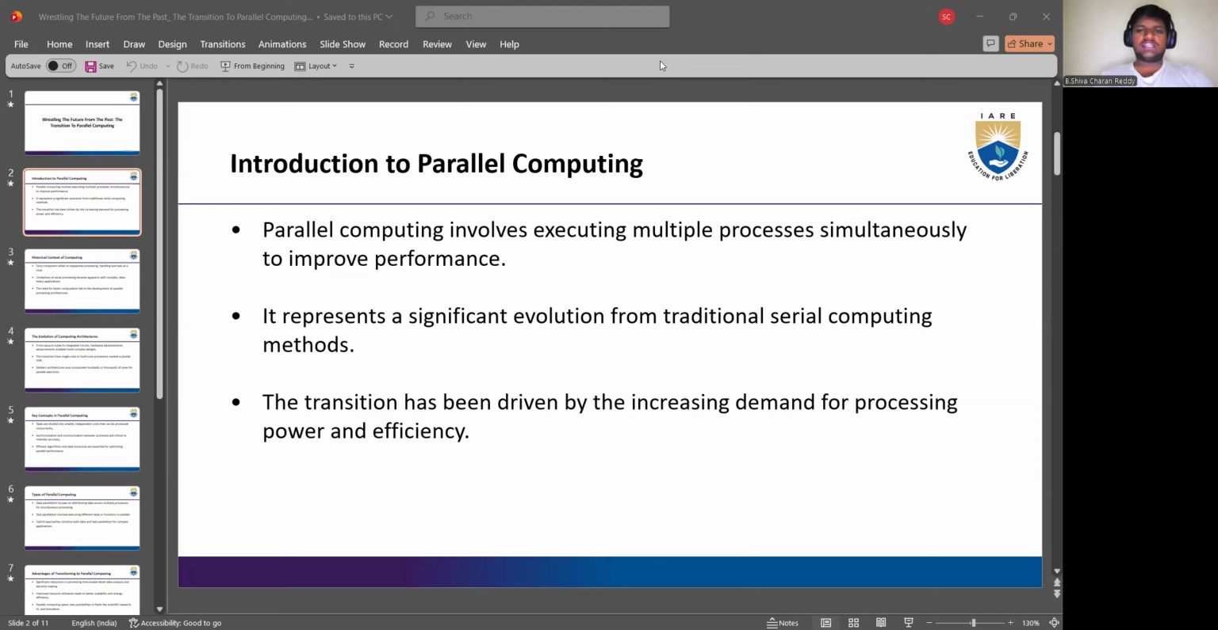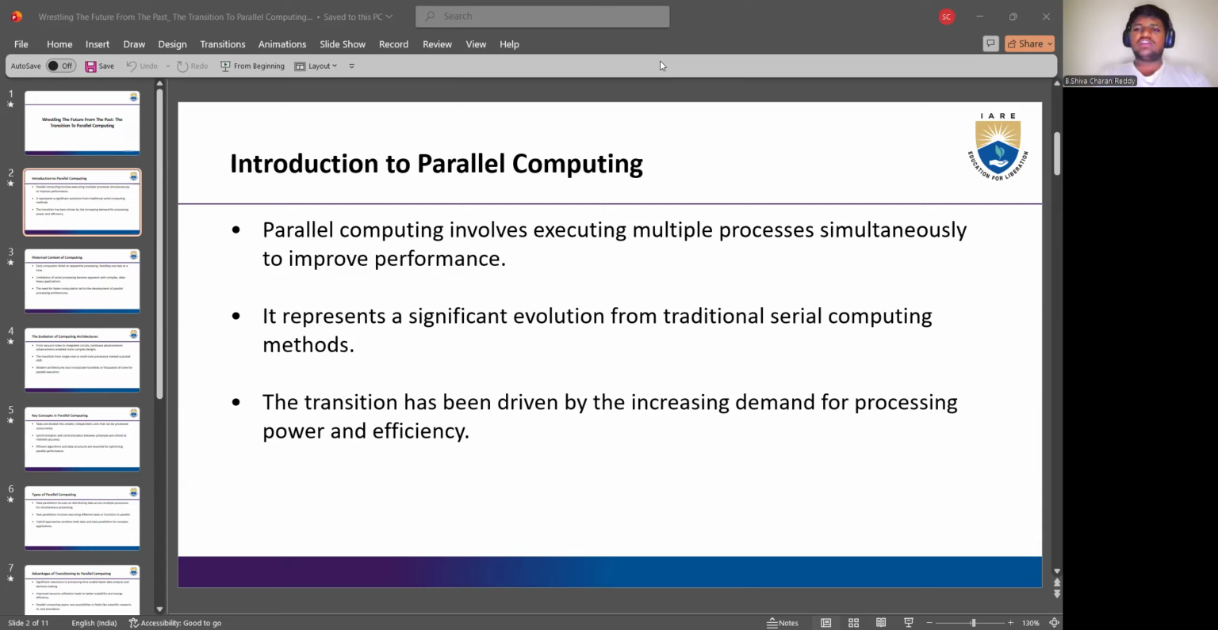Parallel computing involves executing multiple processes simultaneously to improve performance. It represents a significant evolution of traditional serial computing methods. The transition has been driven by the increasing demand for processing power and efficiency. So how this works is that the parallel computing process helps in executing multiple processes at the same time to improve performance. Multiple processes run at the same time, at the same place, to improve performance drastically.